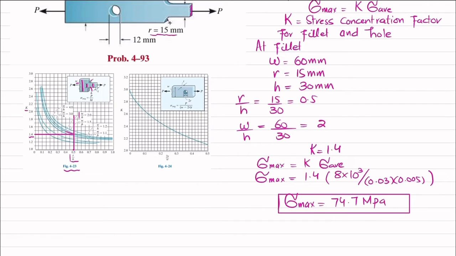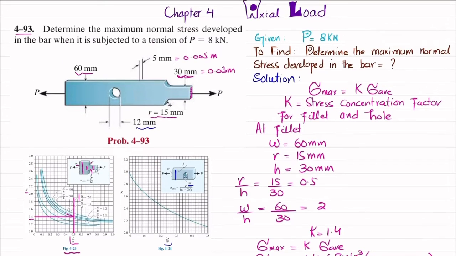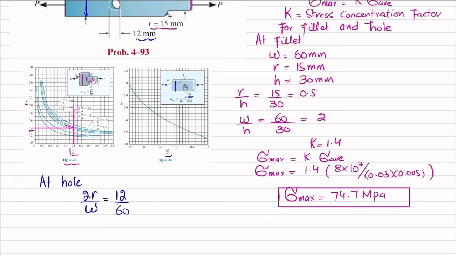Now we will move toward the hole, and we will find K for the hole. So for the hole, we will need 2R by W. So what is 2R and what is W? 2R, you can see this is the hole of diameter 12 millimeter. So 12 divided by W, which is this height of the maximum portion which is carrying this hole, that is 60. So 12 divided by 60 will give you 0.2. Clear?